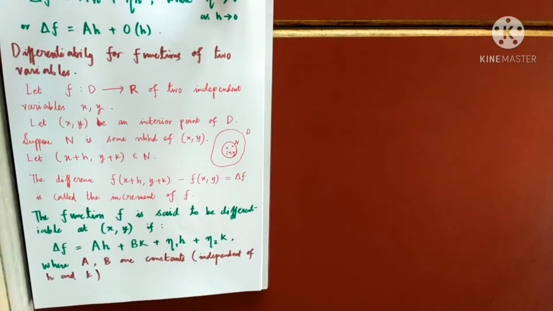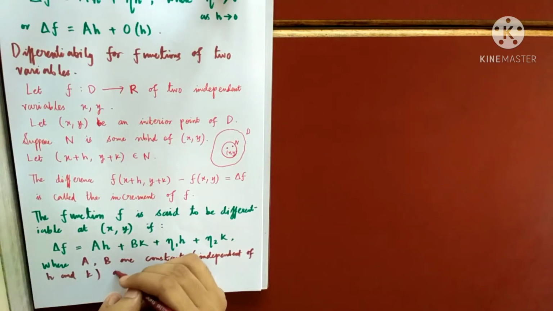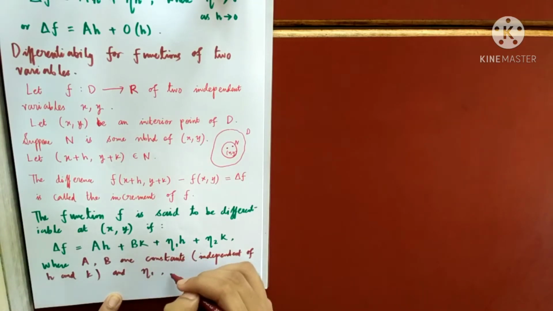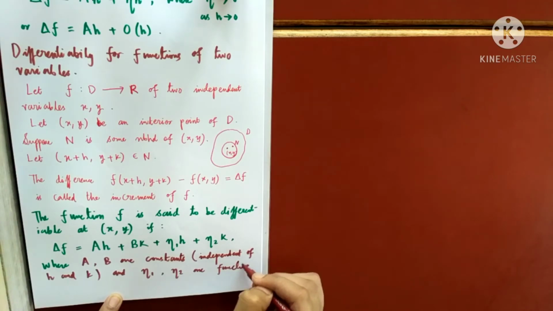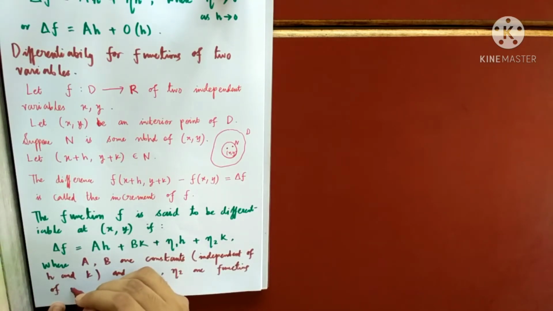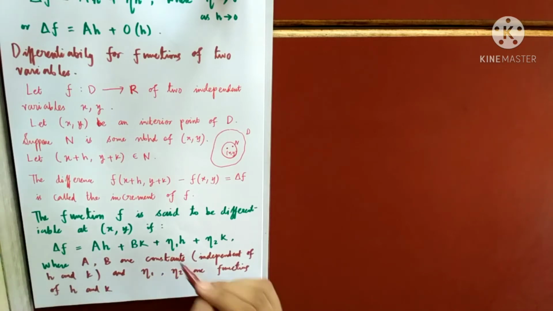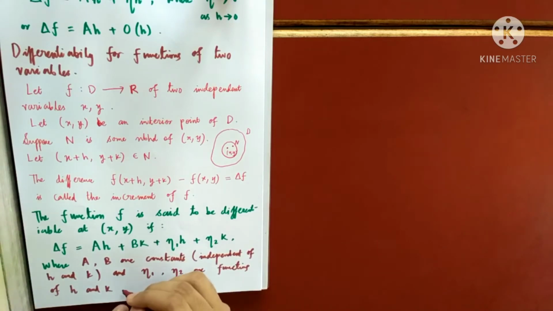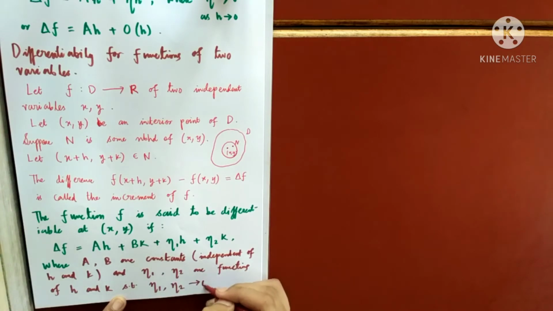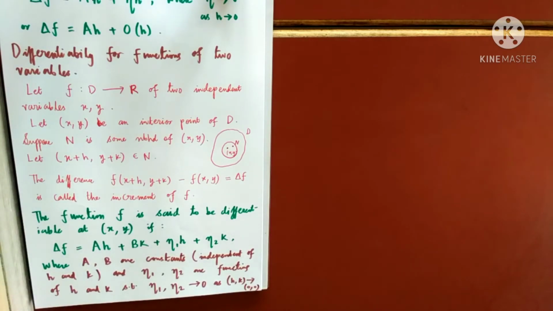And what are this eta 1 and eta 2? Eta 1 comma eta 2 are functions of h and k. So they depend both on h as well as on k. They both depend upon h and k, and such that they both go to 0 as h comma k tends to 0 0. So this is the notion of differentiability generalized to multivariable.